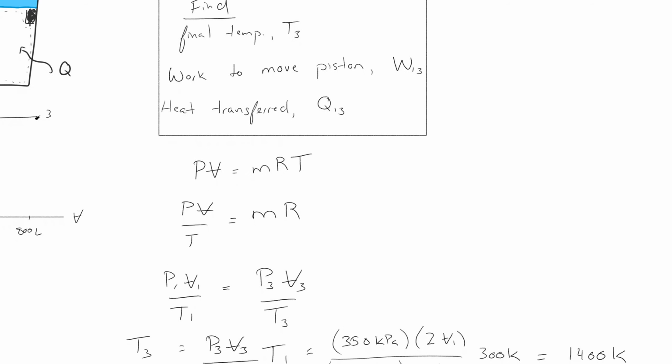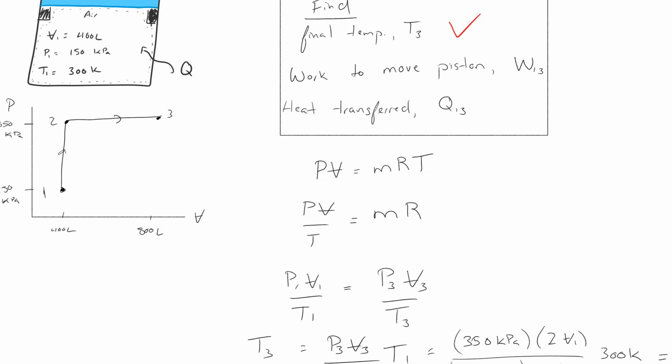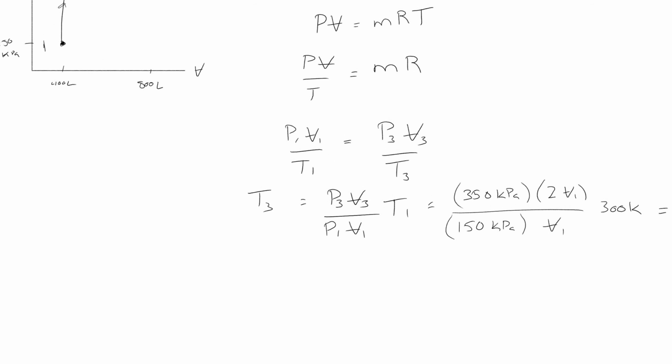All right, so that one's done. Now, let's move on to the work to move the piston, W13. All the work that is happening in this system is boundary work. The air is exerting work onto the piston to move it, to expand our system volume. Right? So we always write this boundary work as the integral of pressure times volume. So here we're going from some volume at state 1 to another volume at state 3.